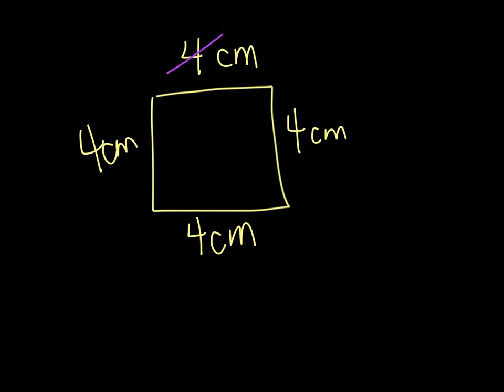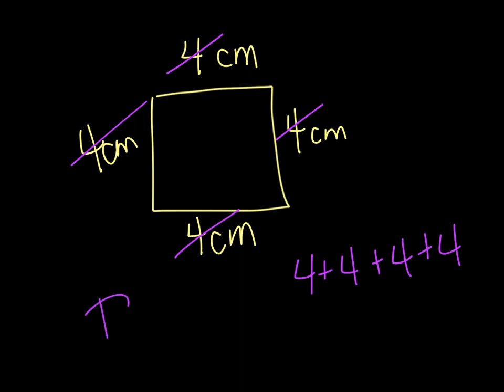So I'm going to do 4 plus 4, plus 4, plus 4. Now, this is just repeated addition, so I could turn it into a multiplication problem and know that this is 4 times 4, which equals 16. So my perimeter, I'm going to use P, equals 16. And because we know it's centimeters, we're going to say centimeters.